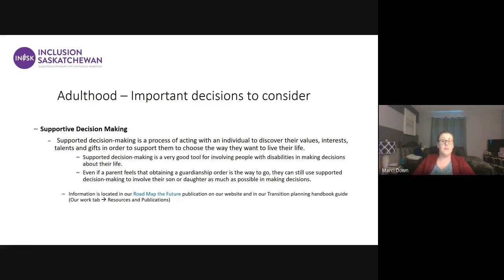Supported decision making is a very good tool for involving people with disabilities in making decisions about their life. Even if the parents feel that obtaining a guardianship order is the way to go, they can still use supported decision making to involve their son or daughter as much as possible. I think our concern is always people rushing to get the support and maybe getting the wrong support set up for them. Supported decision making is great because it's a way for the individuals to still have that control, but for you to be there as a team of supports around that person to help them understand where their plan could go wrong, or all the great things that they're doing, or, okay, this is what you want to do, how do we go about doing it? It's really awesome.